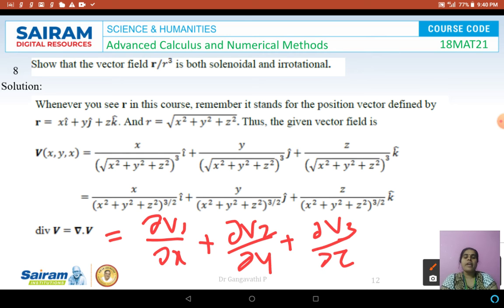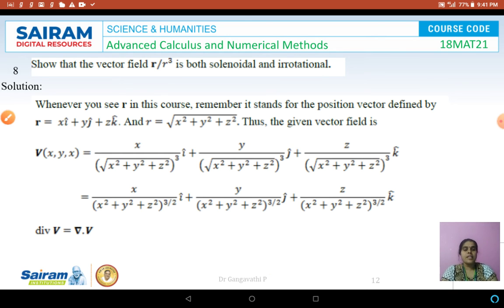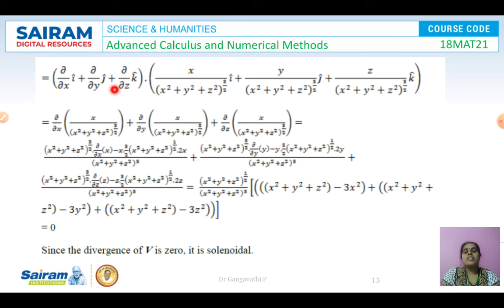This is what we have to do, and the answer is supposed to be 0. If it is 0, then we say it is a solenoidal vector. So this is the vector for which we have to find the divergence. Divergence is del dot. So this is what we have done, and this is what we will get.